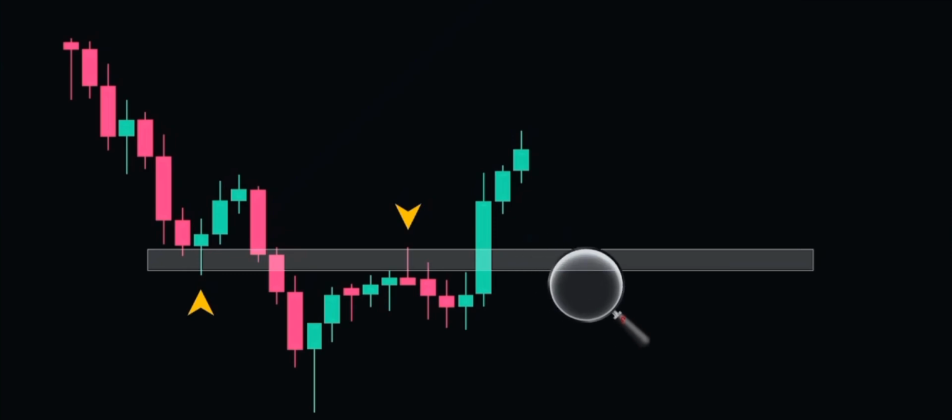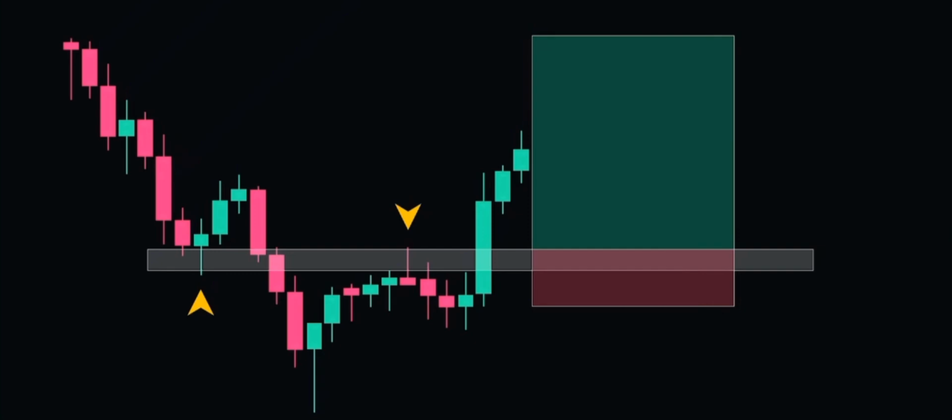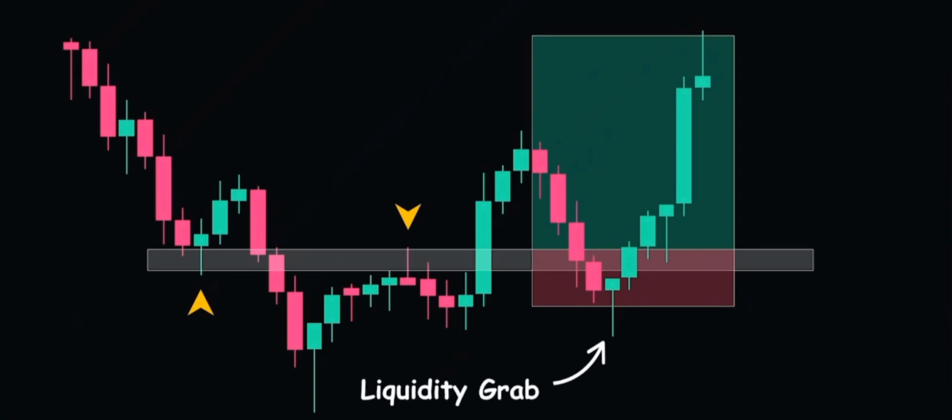But smart money sees it as an opportunity to collect liquidity. If they want to buy this asset, they need sellers in the market. In other words, they need liquidity. When retail traders enter at this level, they usually place their stop losses just below it. Smart money hunts these stops to gather liquidity to fill their own buying orders.